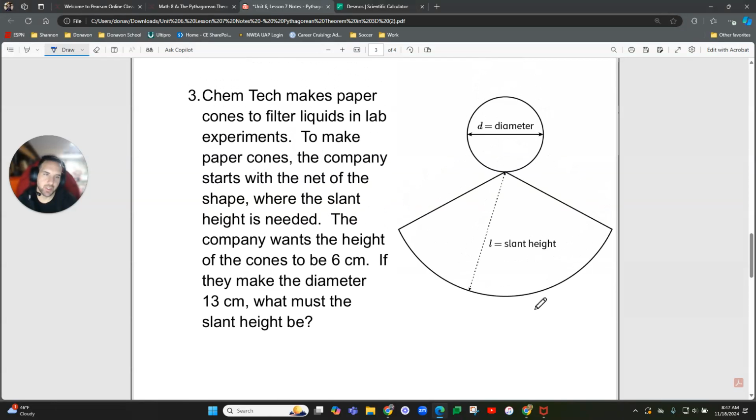All right, whoa, this is a long one. Okay, so it says Chemtech makes paper cones to filter liquids in lab experiments. To make paper cones, the company starts with a net of the shape where the slant height is needed. Okay, so we need to know the slant height. The company wants the height of the cones to be 6 centimeters.